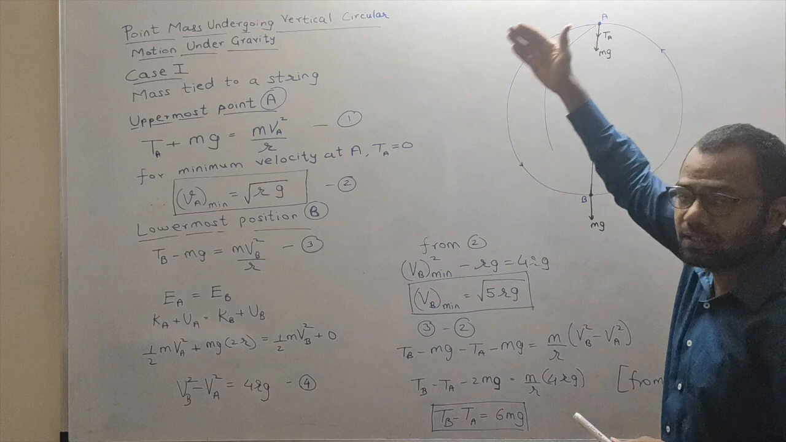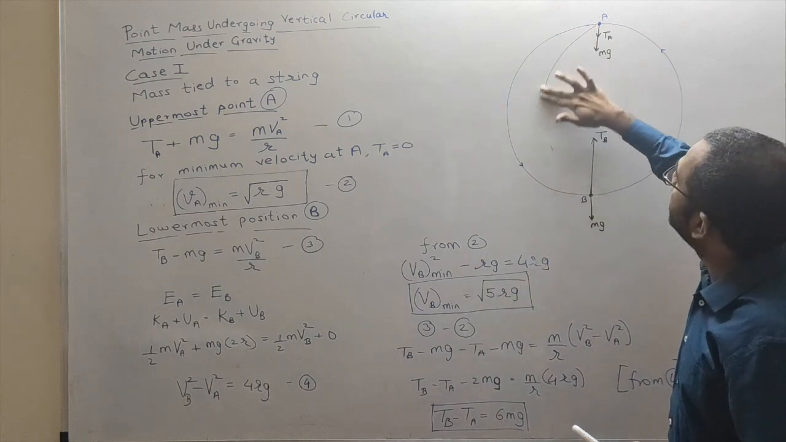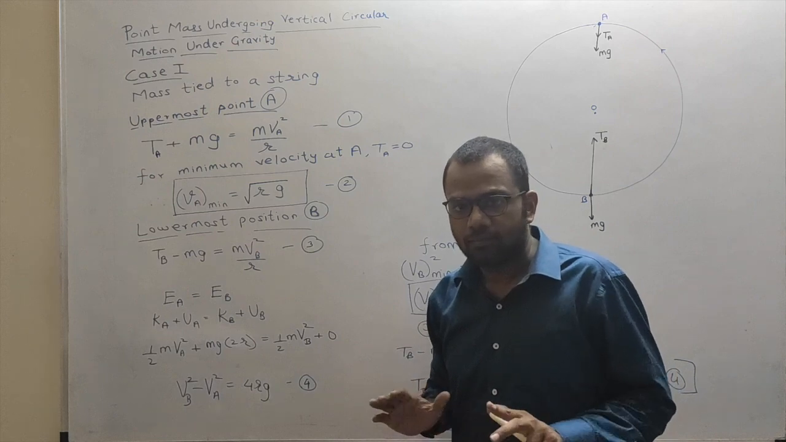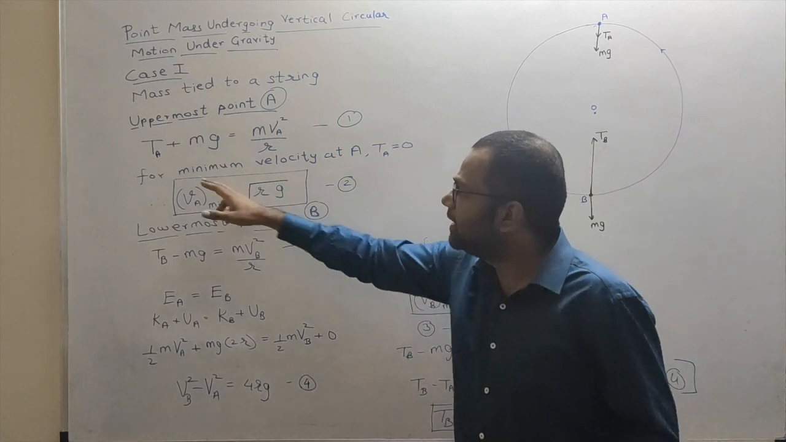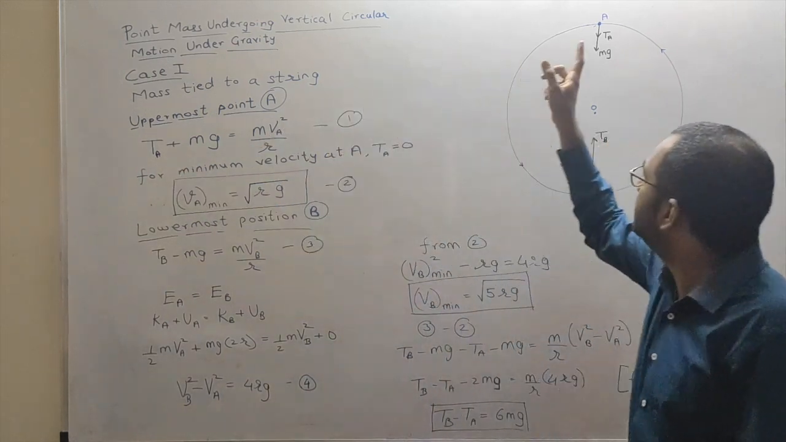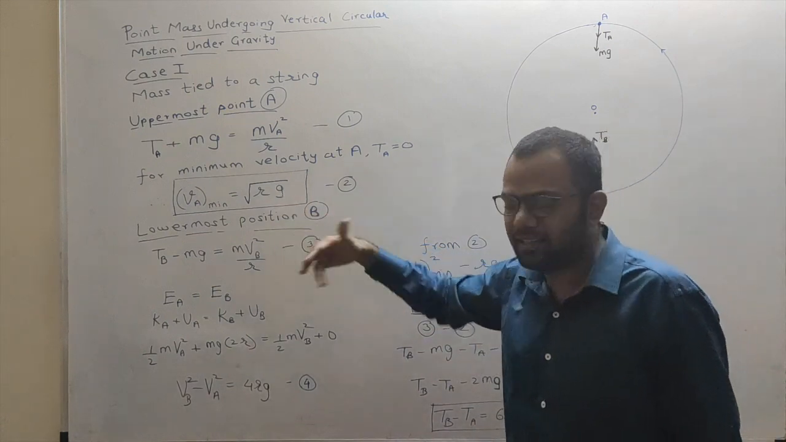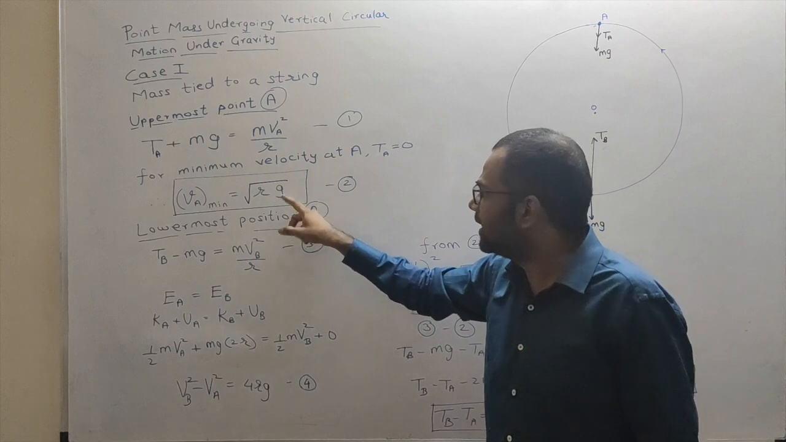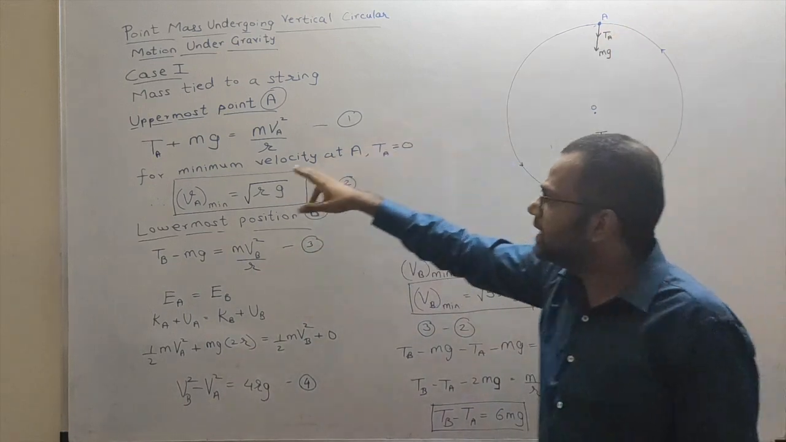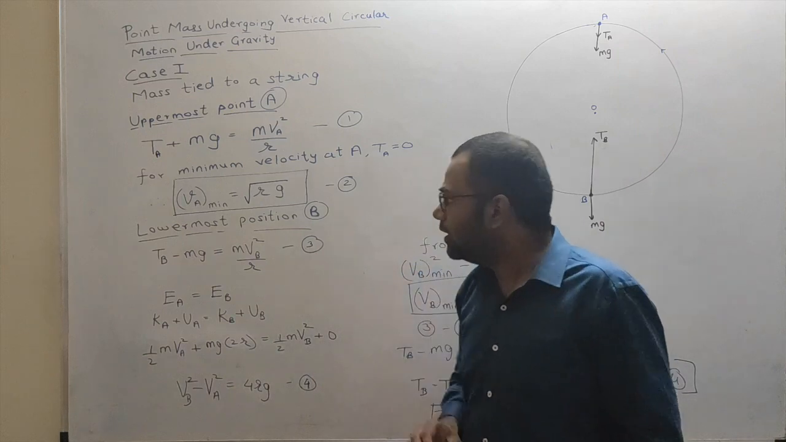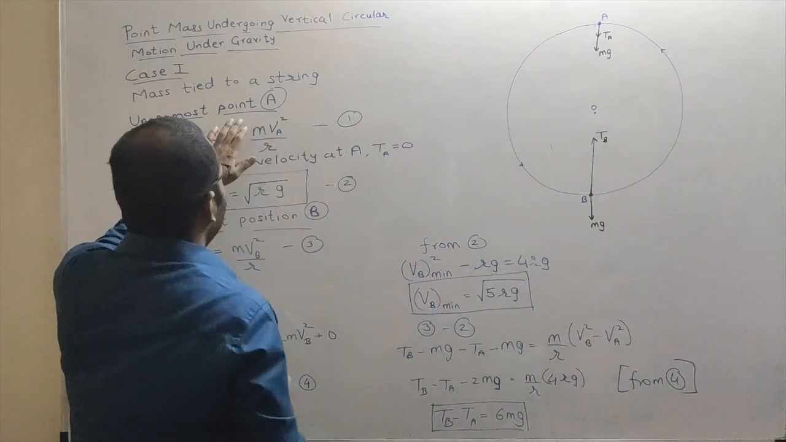It won't continue its circular motion. Okay? So the minimum velocity should be square root of Rg. That will happen for the minimum condition, when the tension in the string at the topmost position is 0. I can have a velocity greater than this velocity. So if I have velocity greater than this, some tension in the string will come into play at position A.